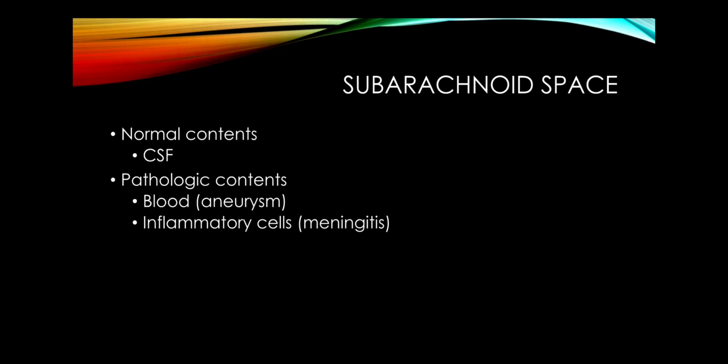So normally, the subarachnoid space contains cerebral spinal fluid. Okay, we'll discuss later the composition of that. And so these two things do not belong in the subarachnoid space: blood, which would indicate an aneurysm that's ruptured, or inflammatory cells, which indicate some sort of infectious process, a meningitis.